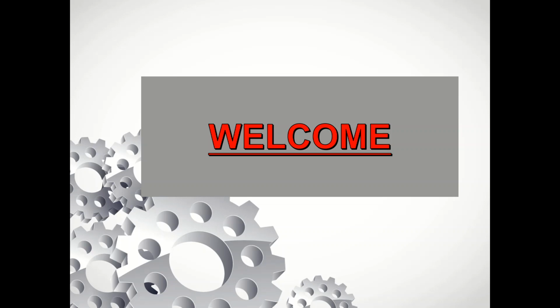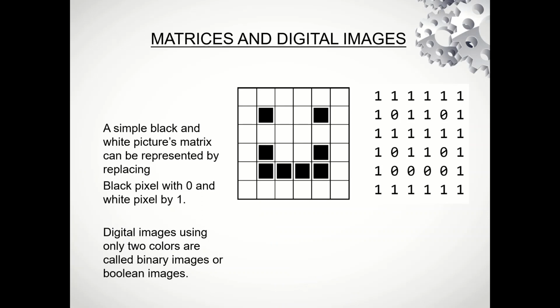The topic of my project is matrices and digital images. So let's start. Digital images can be represented using matrices. A digital image is made up of a bunch of pixels, each of a single color. Those colors can be represented by some numerical value. A simple black and white picture's matrix can be represented by replacing a black pixel with 0 and a white pixel by 1. Digital images using only two colors are called binary images or Boolean images.